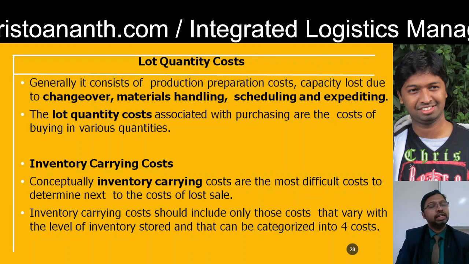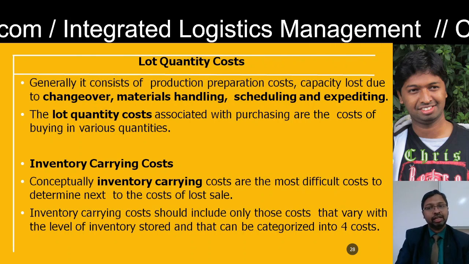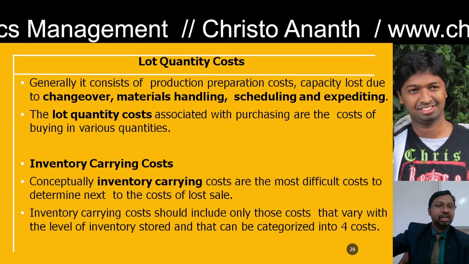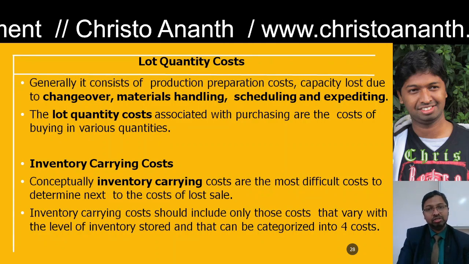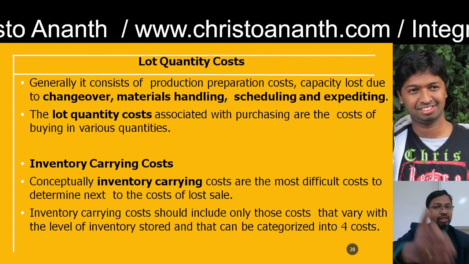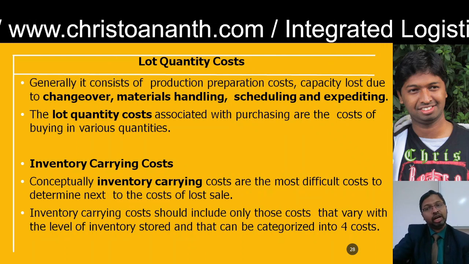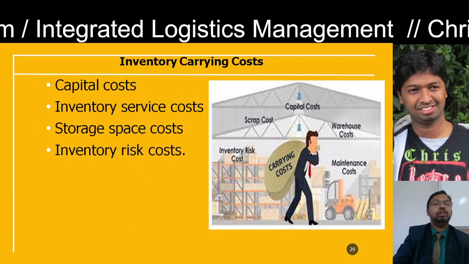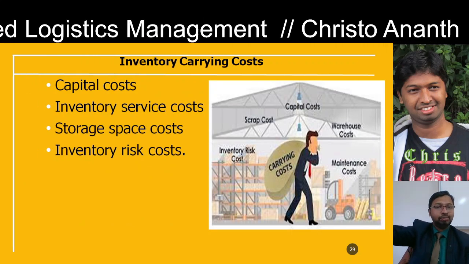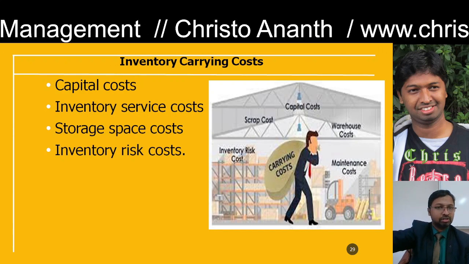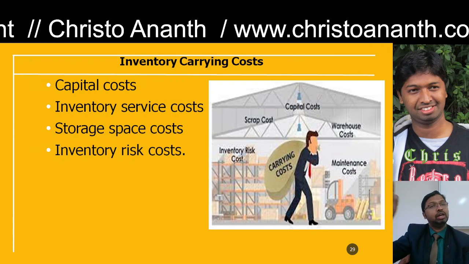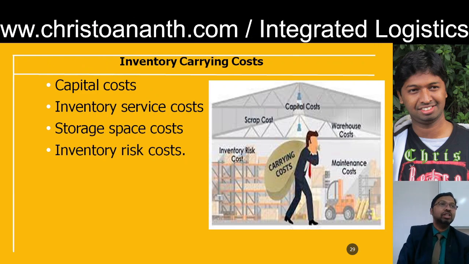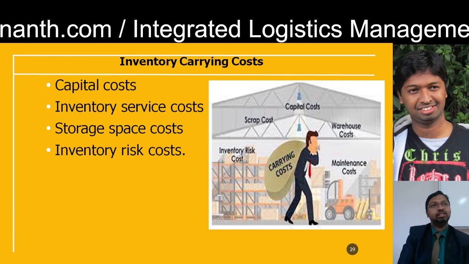Finally, inventory carrying cost. Out of all the costs, it is the most difficult one, because you are going to determine it next to the cost of lost sales. You should include the costs that vary with the level of inventory being stored, and there are four other costs as well. In inventory carrying cost, you will have capital cost, inventory service cost, storage space cost, and finally inventory risk cost. You have to calculate all of these. This is the most difficult among all the costs we have discussed.